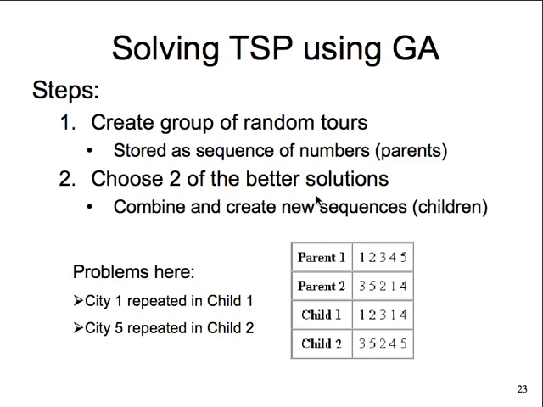And here's some examples with some numbers. Slide number 23. And our steps are create a group of random tours. So solving it using another solution, here is another example. Stored as a sequence of numbers or parents. That's what you have. You have a matrix I'm giving you with a sequence of numbers. Choose two of the best solutions. Combine and create two new sequences. You can actually create more than two. Add them up, and then you've got your answer.